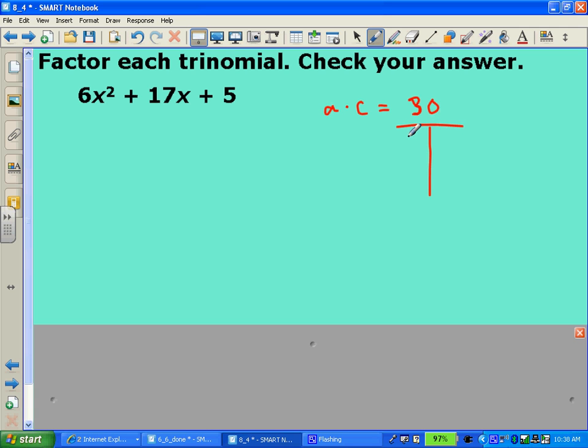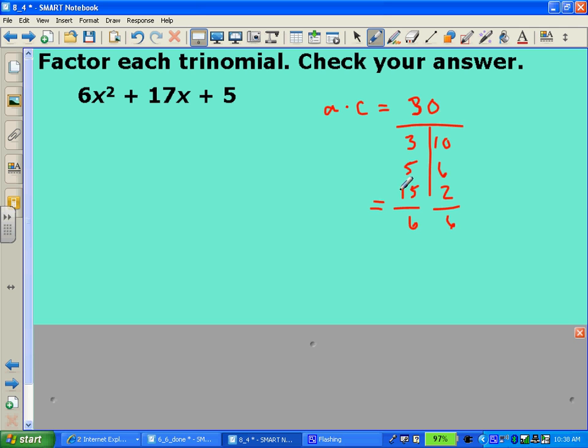Okay, I need factors of 30 that add up to 17. Well, I got 3 and 10. That doesn't work. 5 and 6. That doesn't work. How about 15 and 2? Yep, that works. So I put those both over A.